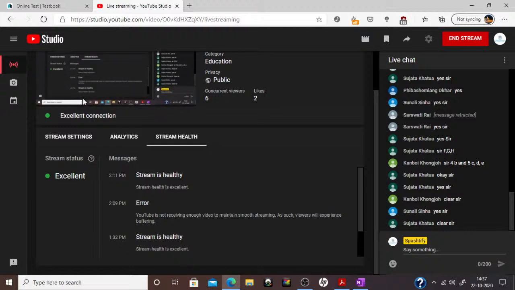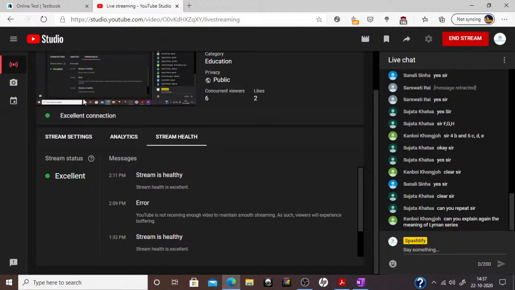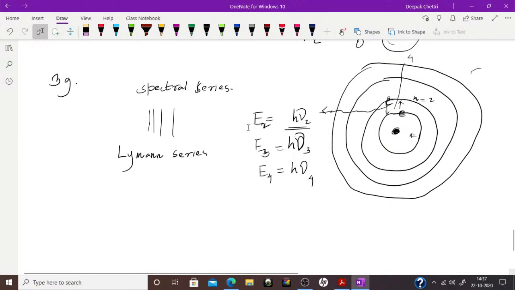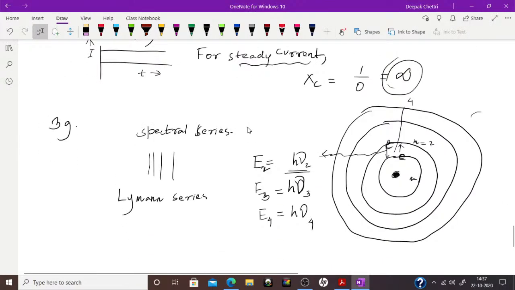Is this part clear? Yes or no? The Lyman series is all such lines which you get when the electron falls from 2 to 1, 3 to 1, 4 to 1, 5 to 1, 6 to 1, and so on. All the frequencies of light that you get when the electron jumps from a higher level to level 1 are called the Lyman series.